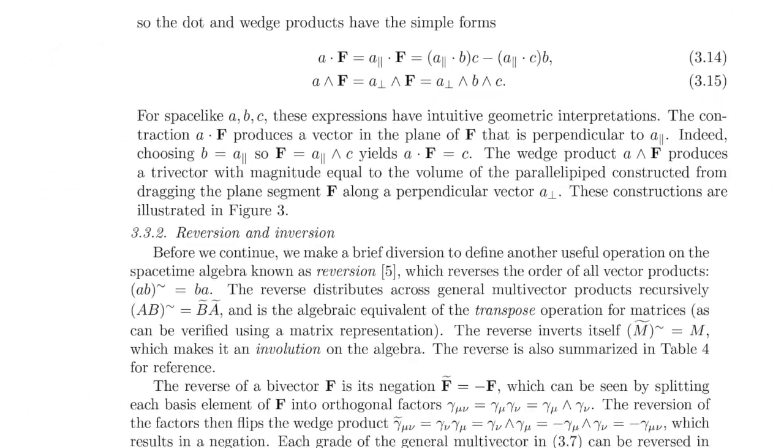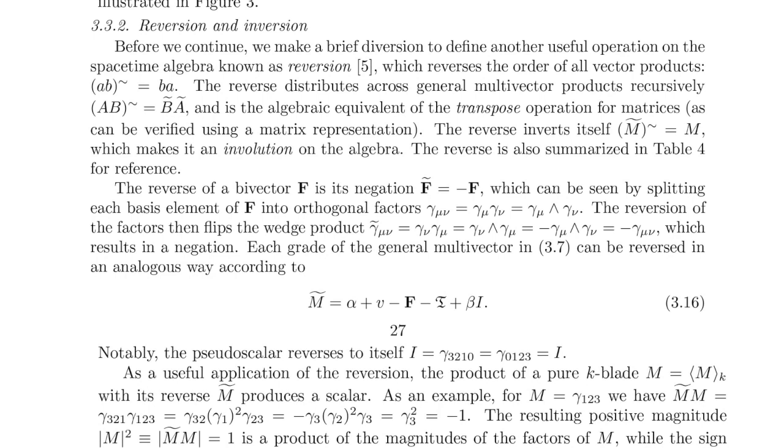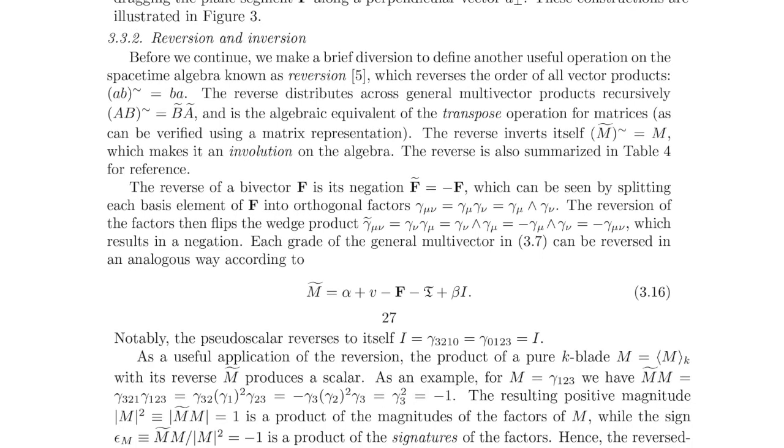so we finished all that, and now we are going to go on to this section called reversion and inversion. So let's begin. Before we continue, we make a brief diversion to define another useful operation on the space-time algebra known as reversion. All right, with my caveat, it is another operation, but remember, it's all dependent on the space-time product. It reverses the order of all vector products. Whenever you see vector products in this language, you're talking about the space-time product. There's really no other product. So AB reversion equals BA. You literally just reverse the order of everything in these parentheses.